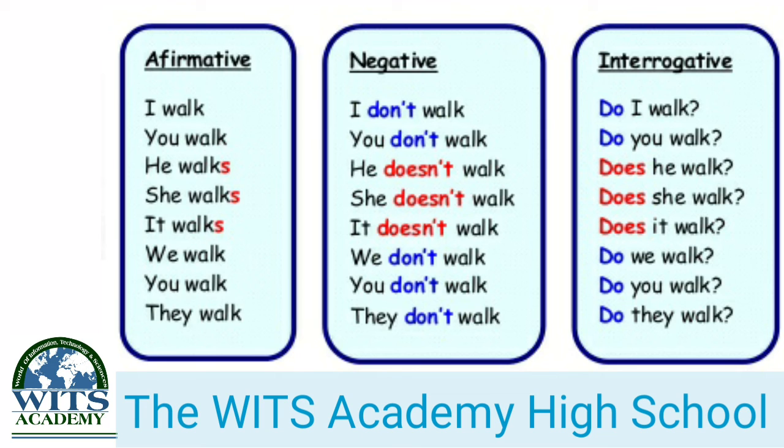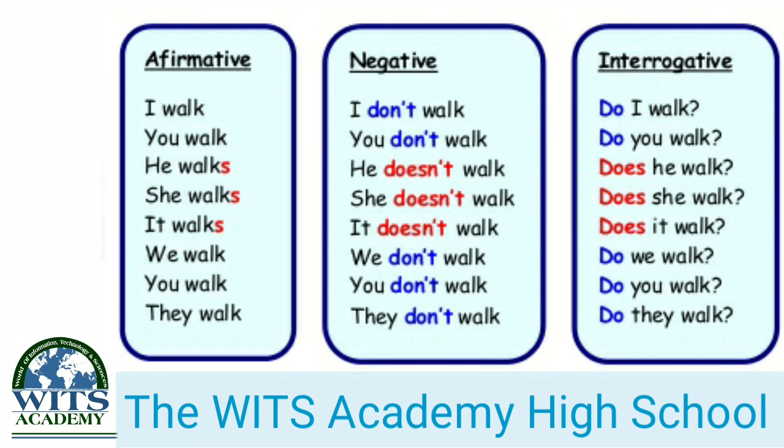The next is we walk. Negative, we don't walk. And interrogative is do we walk? The next sentence is you walk. Negative is you don't walk. And interrogative is do you walk? The last sentence is they walk. Negative is they don't walk. And interrogative is do they walk?